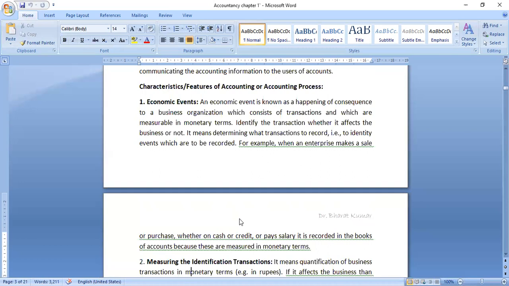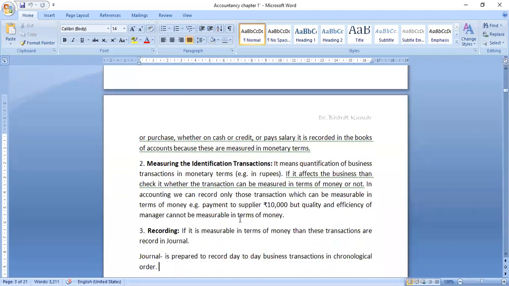But if you feel that a transaction will not affect your business, then you will not record it. अगर हमारे बिजनेस को अफेक्ट कर रहा है तो रिकॉर्ड करेंगे, नहीं कर रहा है तो नहीं रिकॉर्ड करेंगे। तो इस तरीके से हमको ये चेक करना पड़ेगा कि ये इकोनॉमिक है या नहीं है, बिजनेस को अफेक्ट कर रहा है या नहीं कर रहा है। And if you feel it is affecting, then you will come to the second step, and the second step is measuring the identification of transaction.